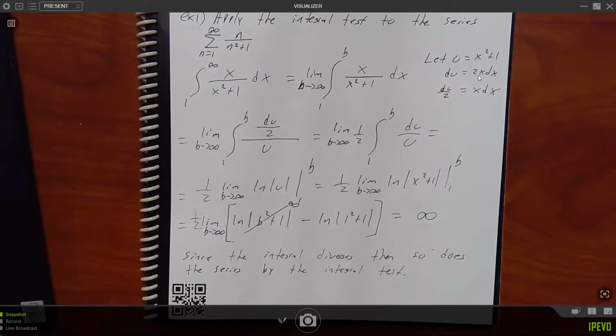Any questions on the first example? 9.3. All you do is take an integral and see if it converges. And then that means the series converges. Nothing else.